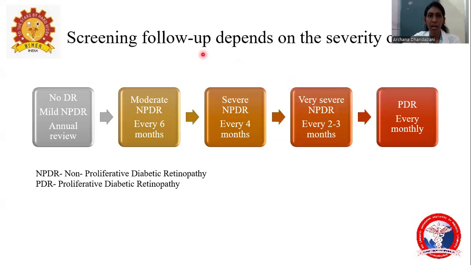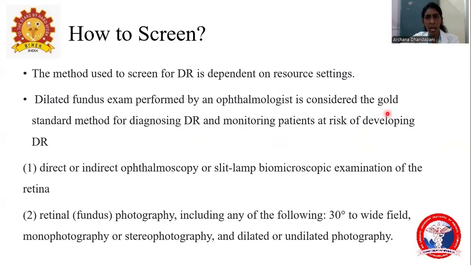And after the screening, how do we follow up the patients? So for no diabetic retinopathy or mild NPDR, it is annual review. In case of moderate NPDR, every 6 months the patient has to be reviewed, and severe NPDR every 4 months, very severe NPDR every 2 to 3 months, and in case of PDR, every month the patient has to come for the review. How do we screen?